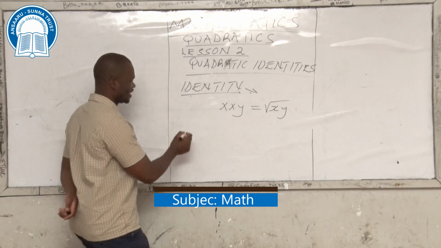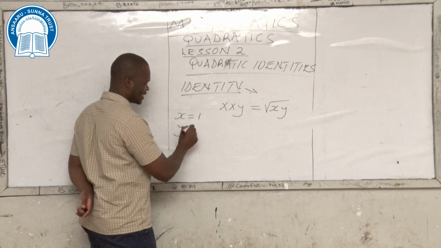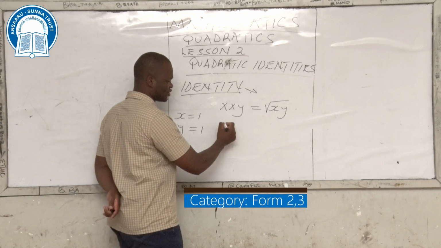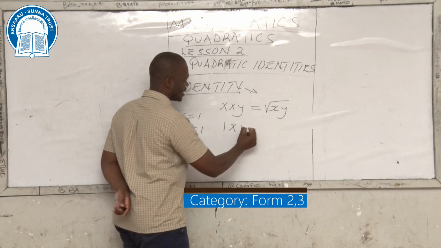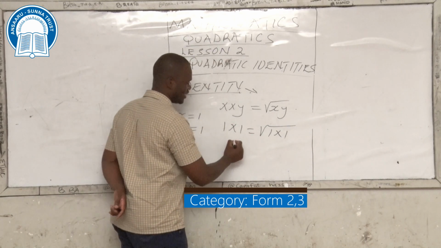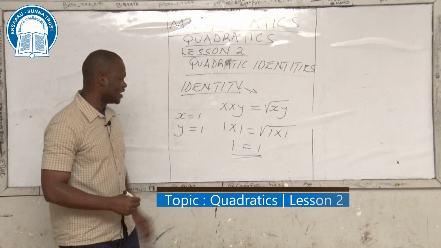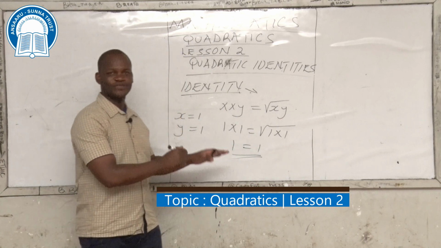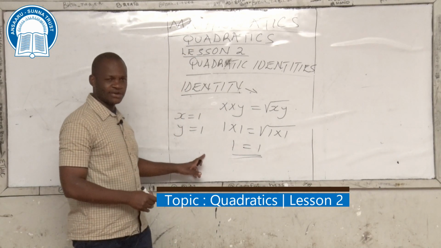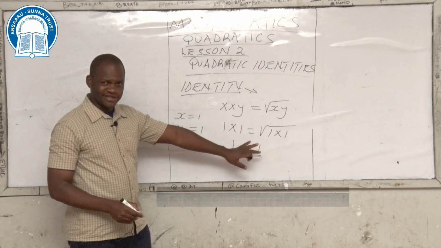Let me choose the values of x to be initially 1 and y to be 1. In this case, when you make your substitution, 1 times 1 is equal to what? 1 times 1. What do you end up with? 1 is equal to 1. We are saying the equation still holds. But what about if we change the combination of the x and the y value? Will the equation still hold?